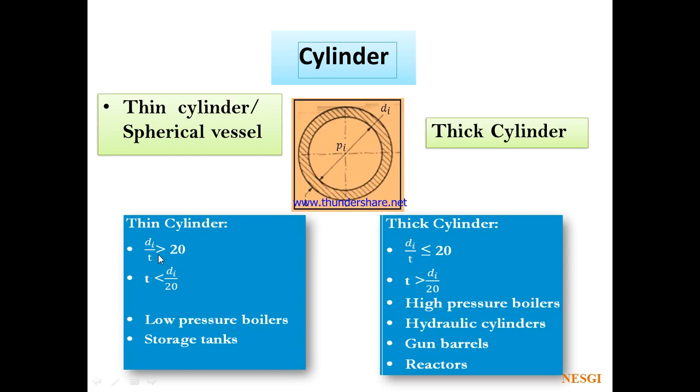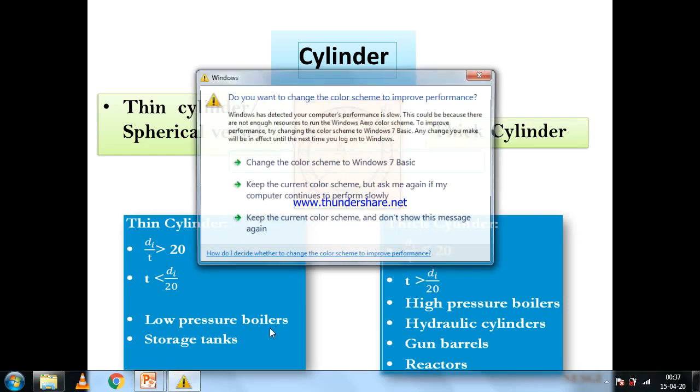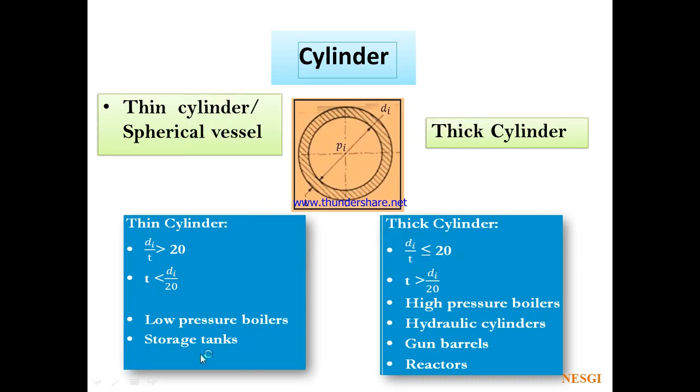We can say a cylinder is a thin cylinder if di by t is greater than 20. So if the ratio of inside diameter to thickness is greater than 20, then the cylinder is a thin cylinder. Otherwise, if the thickness is less than di by 20, then we can say the cylinder is thin. These thin cylinders are used in low pressure boilers and as storage tanks, wherever the pressure is less.